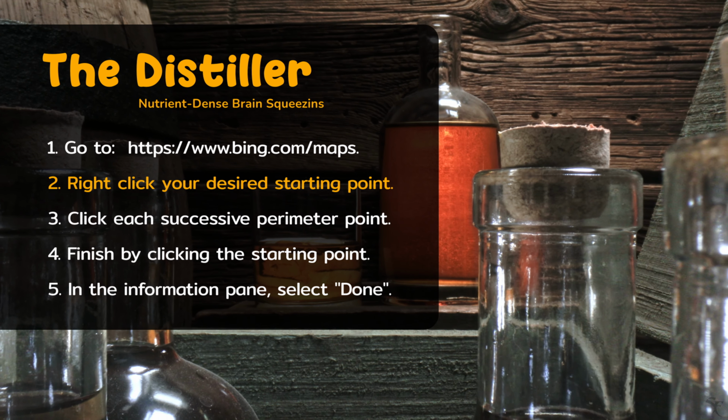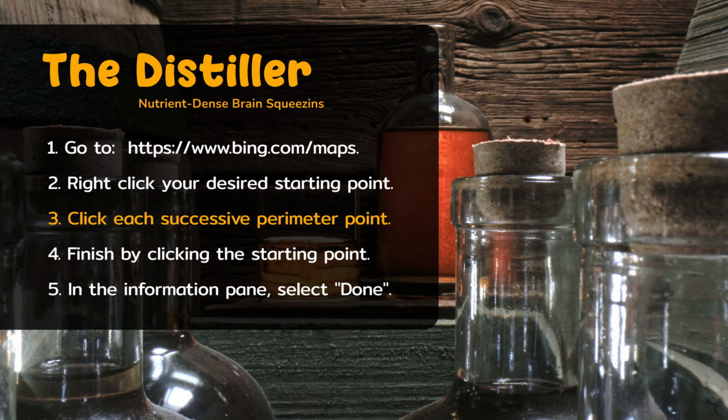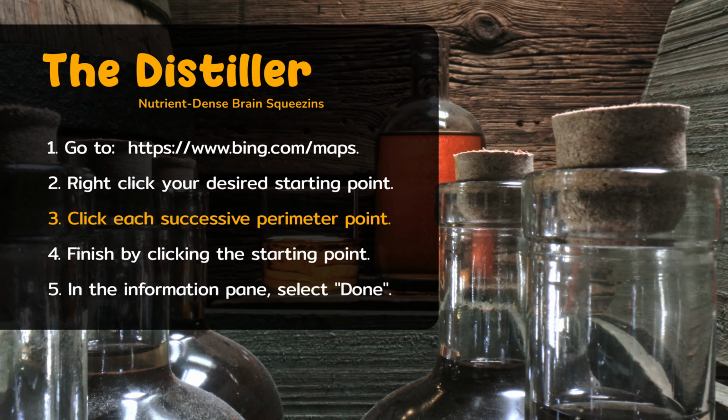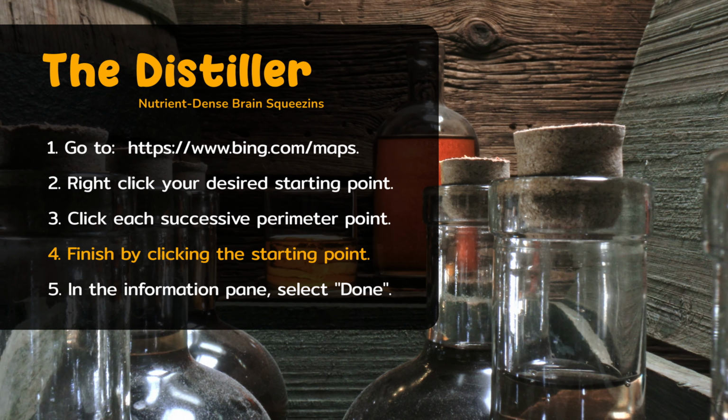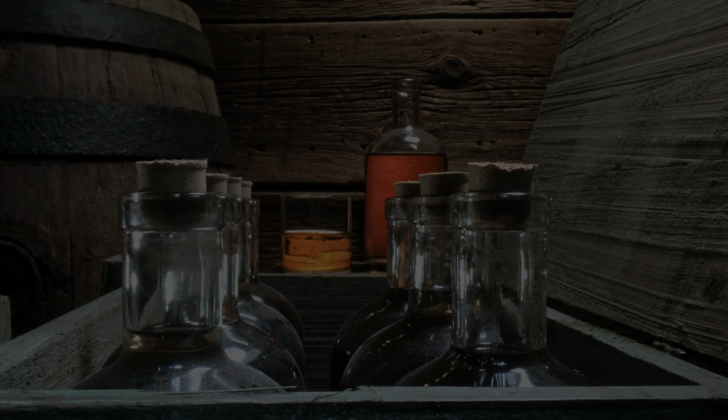Select Measure Distance. Click each successive perimeter point until you've outlined the entire plot, making sure the first point you started with is also the last point selected. On the left side of the window, in the Measure Distance and Area Information pane, select Done. That's the distillation. For more details, keep watching.